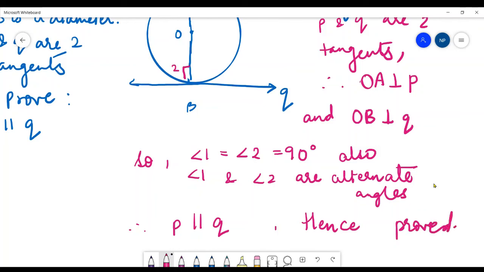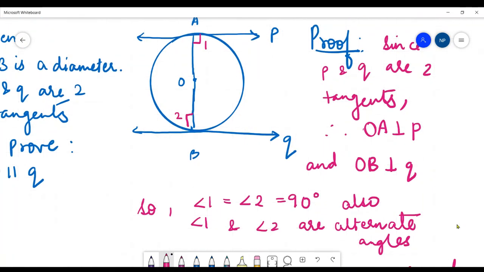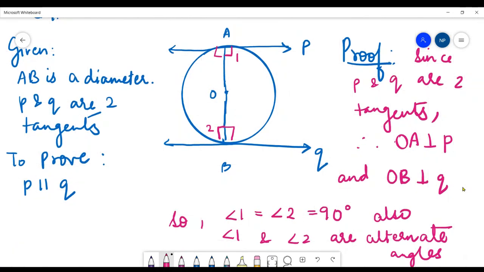That OA is perpendicular to P and OB is perpendicular to Q. Also, through alternate angles, we are saying, now these are the tangents. So, we know that they are 90-degree, isn't it? This angle is also 90-degree, this also. Angle 2 is also 90-degree, this angle is also 90-degree. So, to bring out the property of the parallel lines, I have taken the alternate angles which are equal to 90-degree, and therefore the lines are parallel. That means the lines P and Q are parallel.